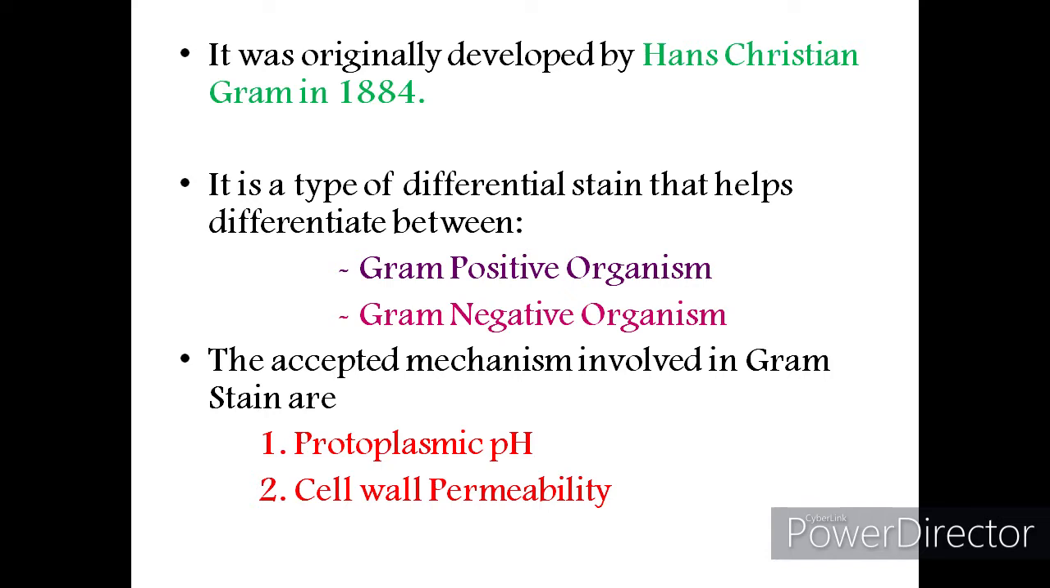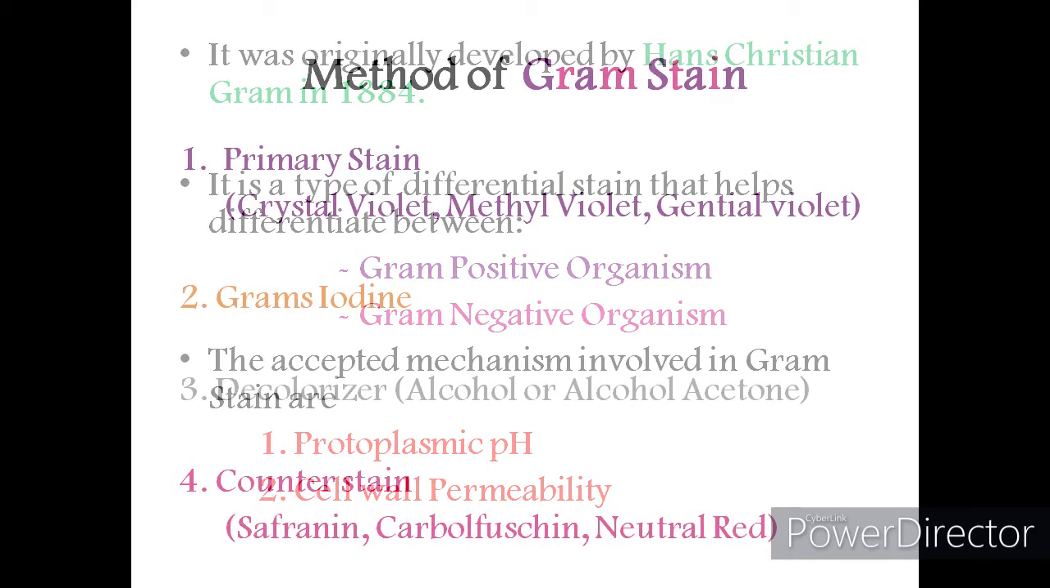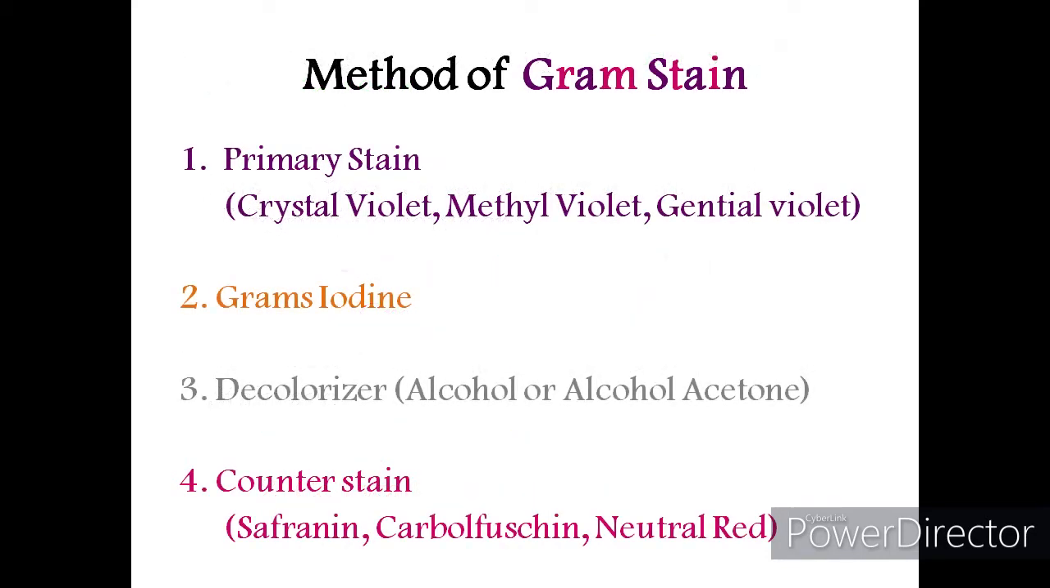And the most accepted mechanism of gram stain is that it depends upon protoplasmic pH and cell wall permeability, which will be discussed later in this video. Now we'll move on to the method of gram staining, and it requires a primary stain, which is usually a basic dye, and it may include crystal violet, gentian violet or methyl violet.